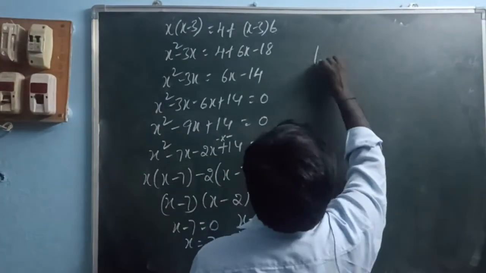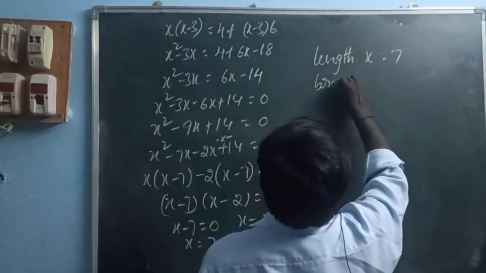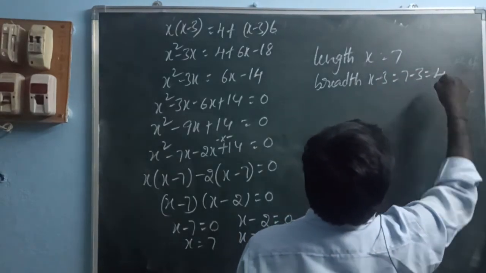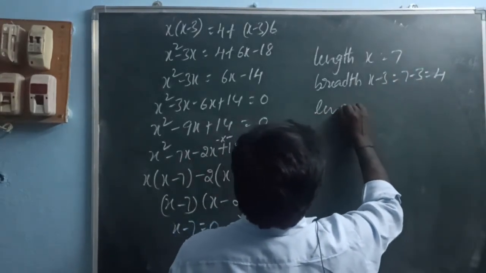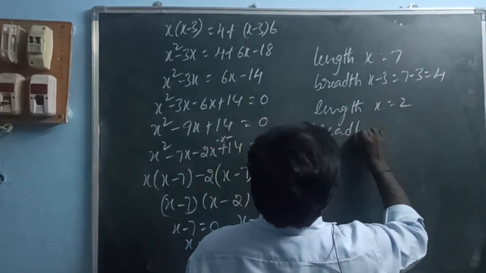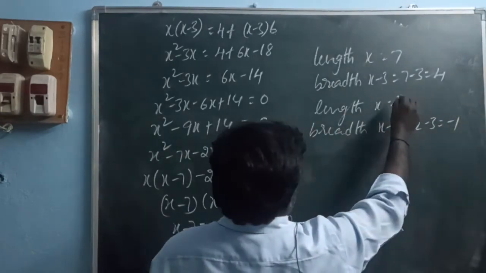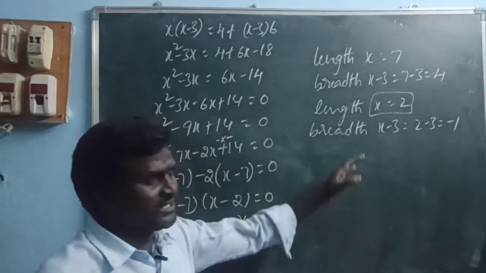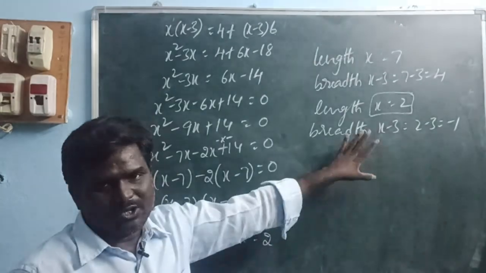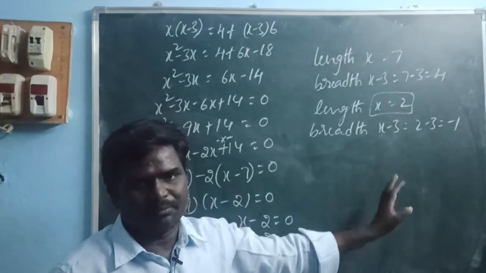So the length x is equal to 7, then the breadth is x minus 3, that is 7 minus 3, which equals 4. If the length x is equal to 2, then the breadth is x minus 3, that is 2 minus 3, which is minus 1. So this value is not valid. Why? The breadth comes out negative, and the breadth cannot be negative. Breadth means a measurement or dimension, and a dimension value is not negative.